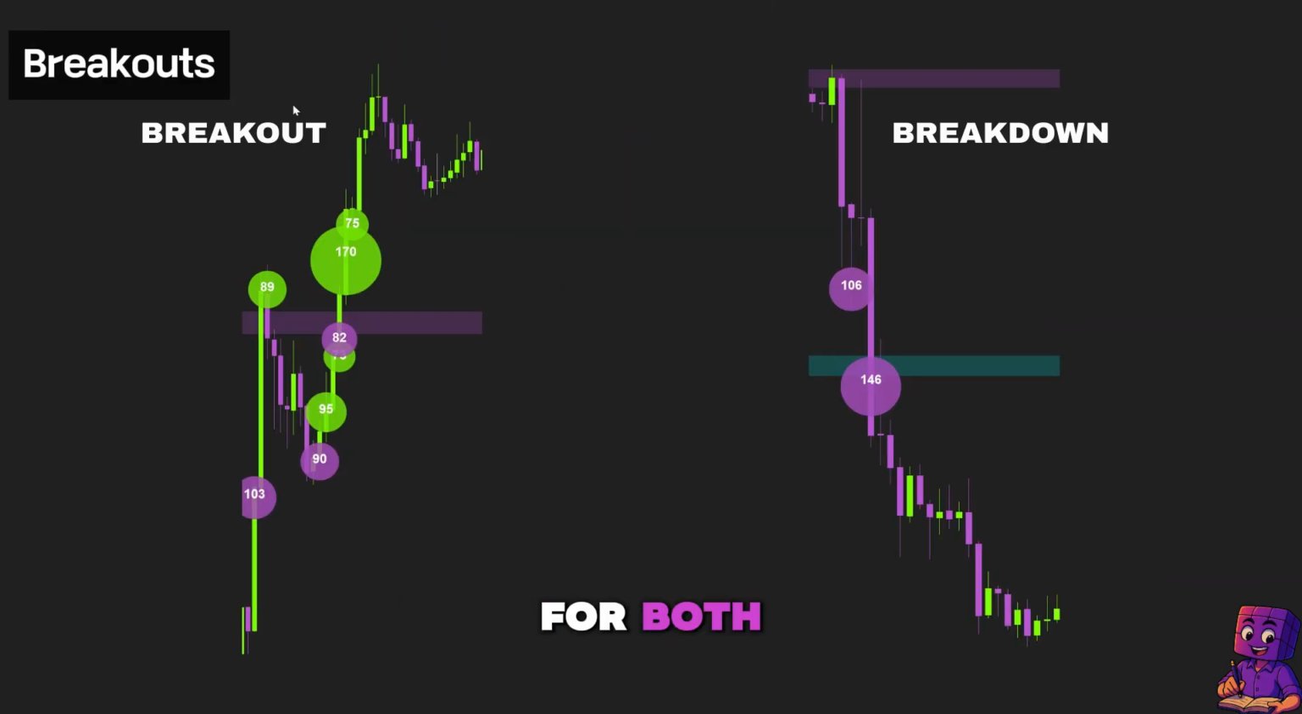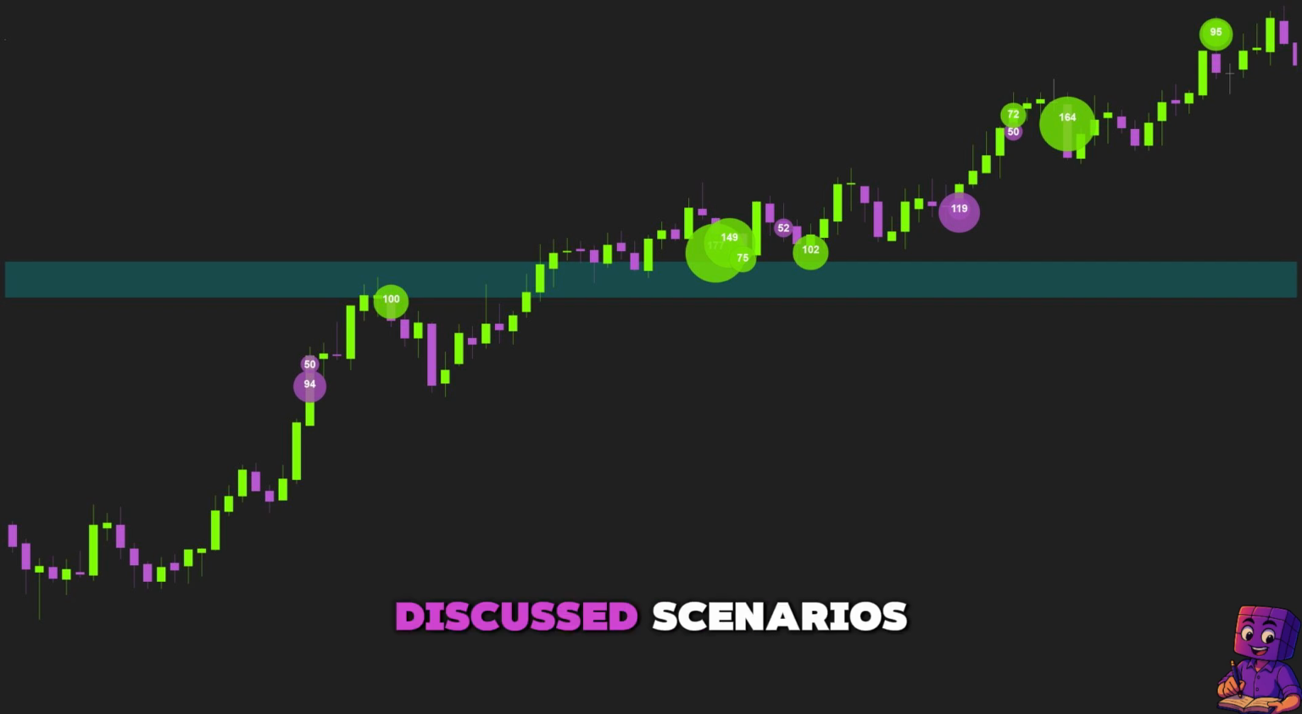What to watch for both? We need the bubble in strong big candles that are breaking the level. The candle is not having wicks, and the next candle goes in the breakout direction. Based on the discussed scenarios, here is a simple checklist to read the big trades bubbles.